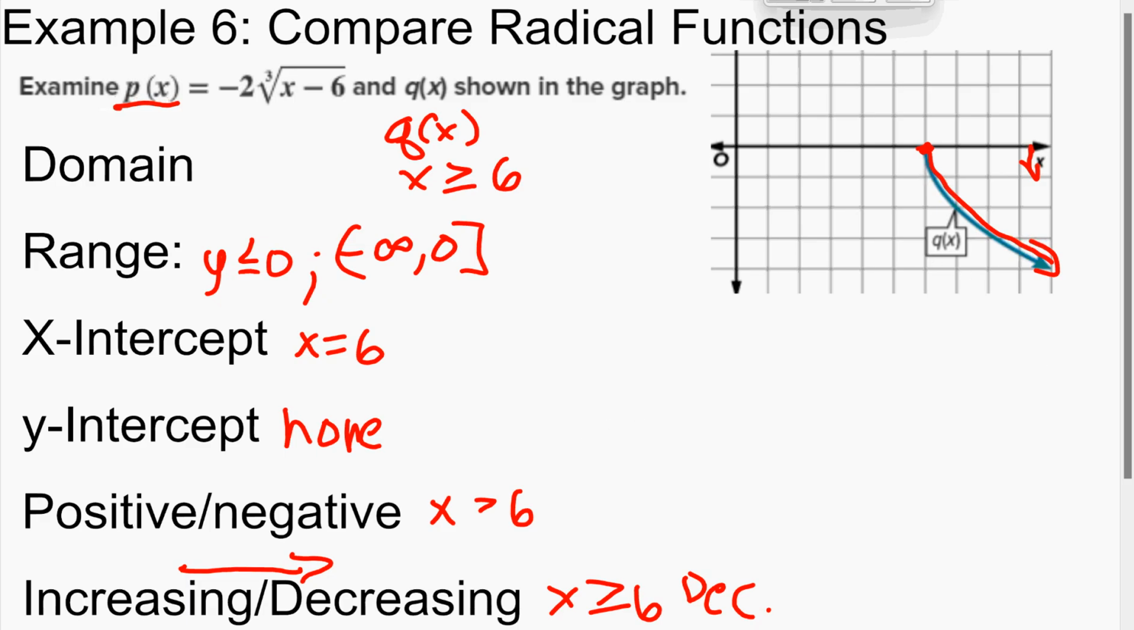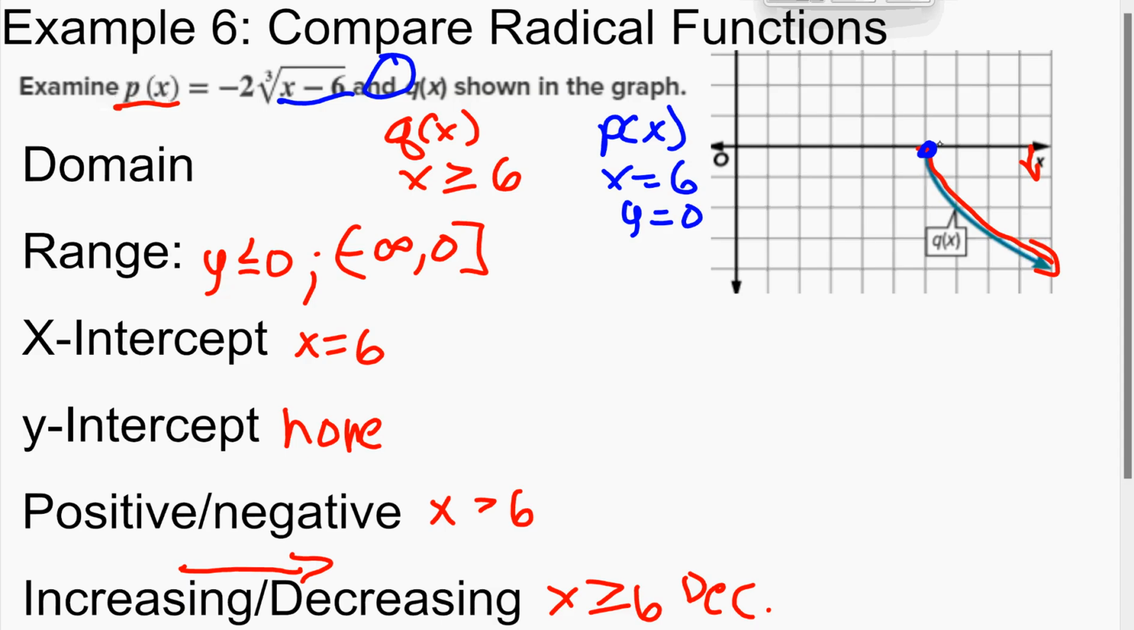Now we're going to go ahead and graph p of x and then compare the same things. So we notice that this is a cube root, right? So again, if I set this equal to 0, I get x is equal to 6. And then my y value, nothing's being added to it, so I know my y value is 0. So there's my central point, 6, 0. So look, it shares that central point.